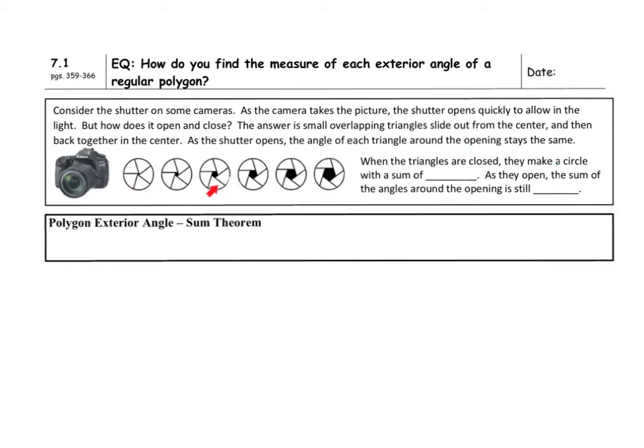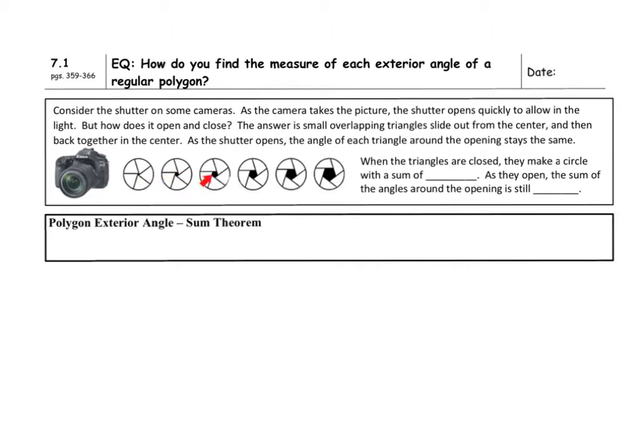So let's take a look at an example or picture of what it means by the shutter opening and closing and how the angle of each triangle around the opening stays the same. So let's take a look here. This is the opening right here. We're talking about the exterior angles. As the shutter opens, this looks like it's the same.